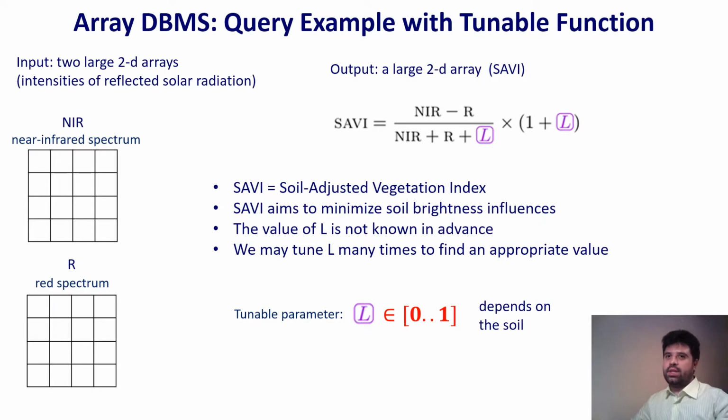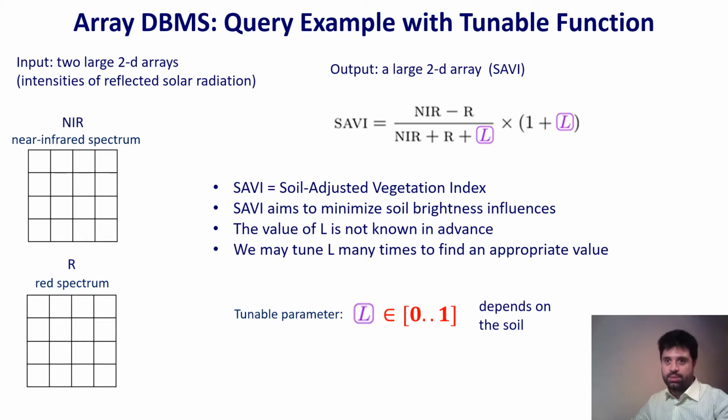Let us take a query example with a tunable function. As input, we take two large 2D arrays storing intensities of reflected solar radiation near infrared spectrum and red spectrum. As output, we get a large 2D array, SAVI, soil-adjusted vegetation index, which aims to minimize soil brightness influences.